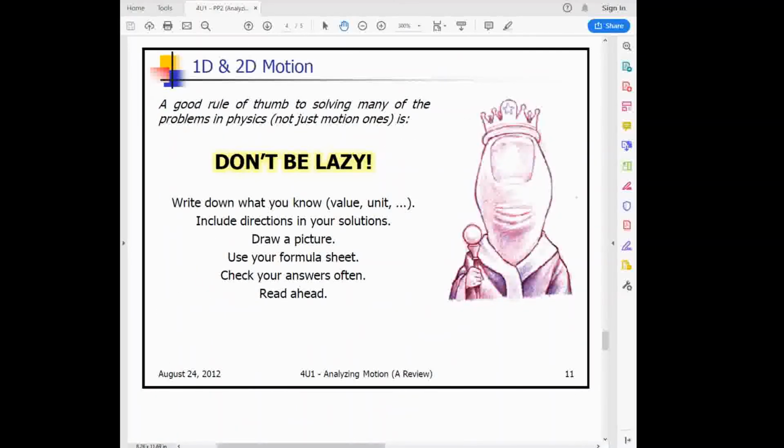So the key to solving kinematics problems is just don't be lazy. Make sure you write down what you know from the start of a problem. I also like to write down what it is I'm trying to solve for. Include directions in your solutions. So don't be lazy and not include directions. Draw a picture. Use your formula sheet. Check your answers and read ahead in the problem. Don't start solving the problem until you've fully read it and understood it.